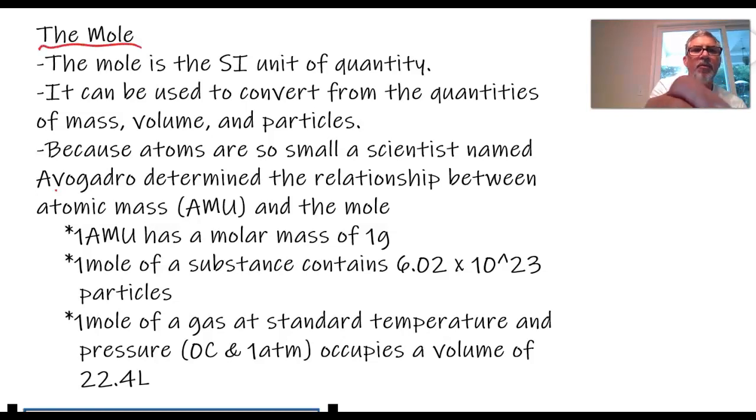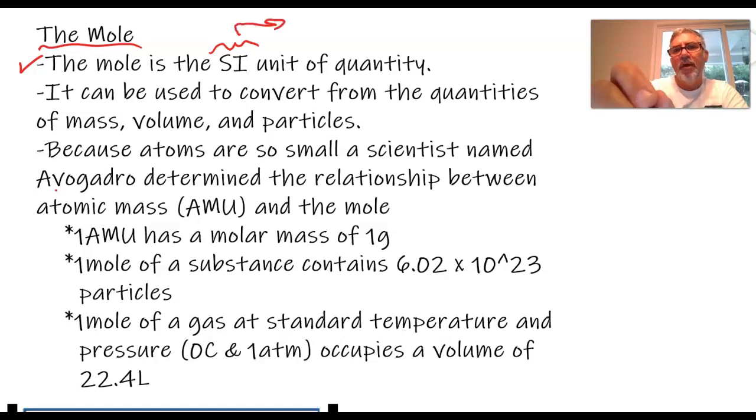Okay, so today we're going to talk about the mole. A couple of important things about it: it's what they call the SI unit of quantity. SI stands for Système International, so that's the international system of units of measurement.